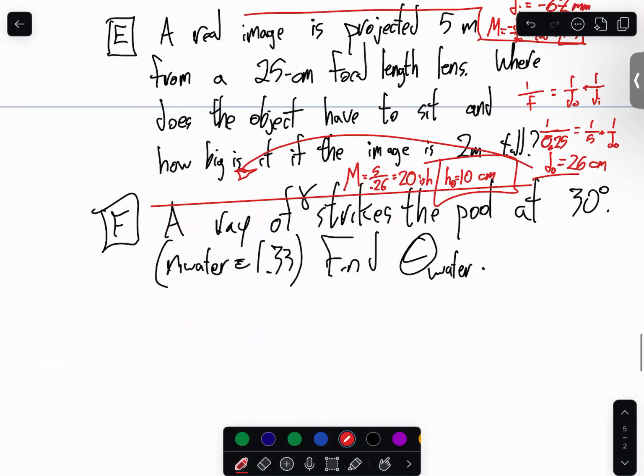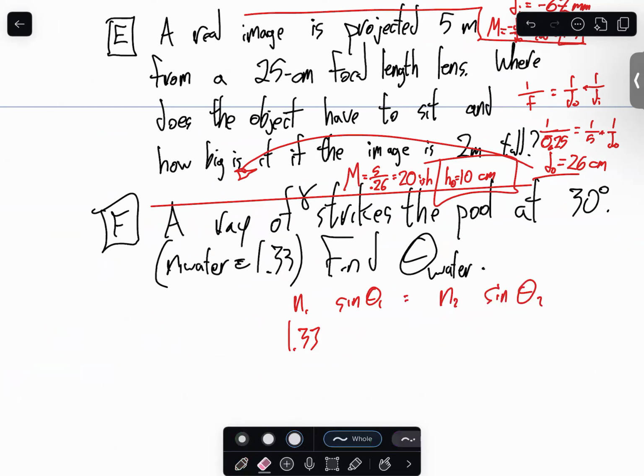Okay, and the last thing, index of refraction, 1.33, use the law. So n1 sine theta 1 equals n2 sine theta 2. So I give you the index of, well, let's see, maybe it would make more sense to call that the n2. N1 for air is really freaking close to 1.